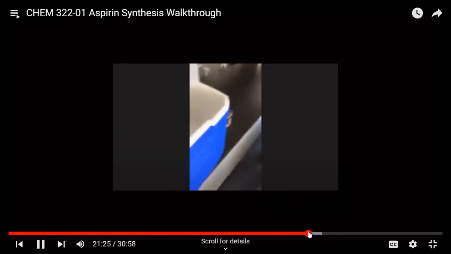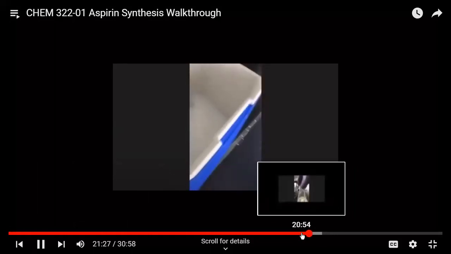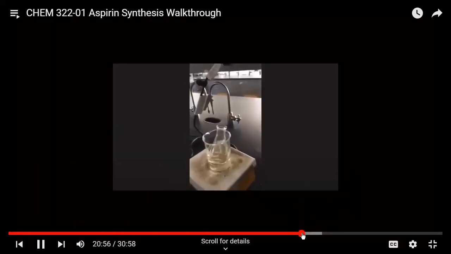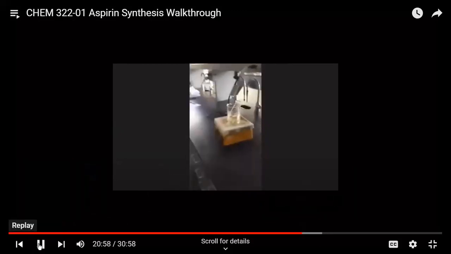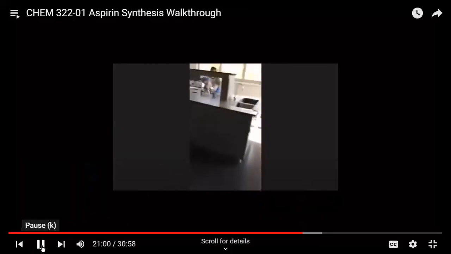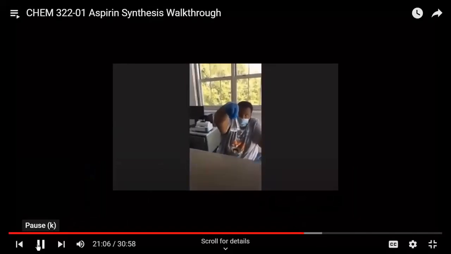Hold that up. So you can see his has gone clear. So this is what you want to see. When you run this reaction, you want to continue heating it until everything is clear, right? You don't want any particulates, any solids floating around, nothing. You want everything to be clear.